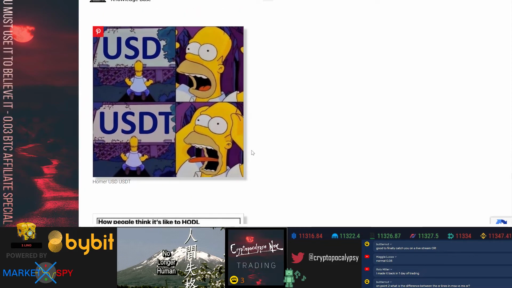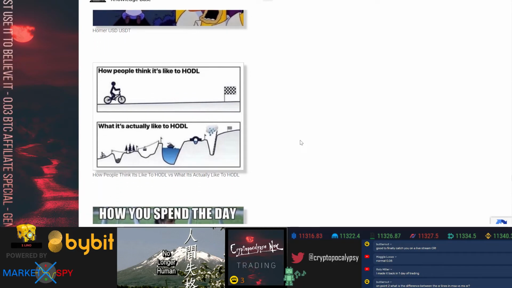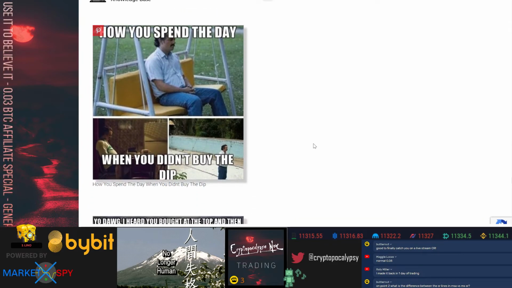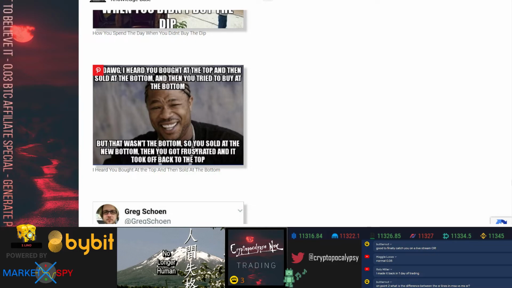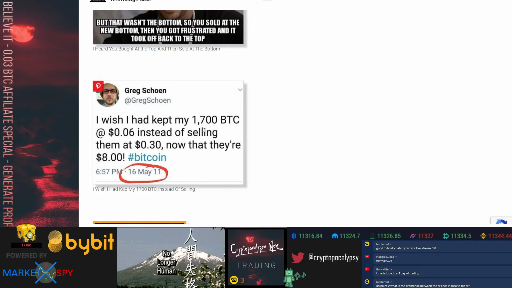USD. USDT. The tree branch was good. People think it's like what it's actually. How you spend the day when you didn't buy the dip. Yo, dog, I heard you bought at the dip at the top and then sold at the bottom, and then you tried to buy at the bottom, but that wasn't the bottom, so you sold at the new bottom. Then you got frustrated and it took off back to the top. Markets. Wish I had kept my 1,700 BTC.